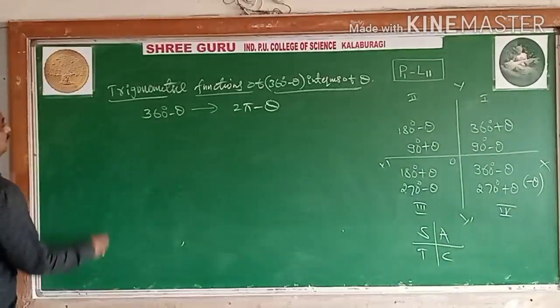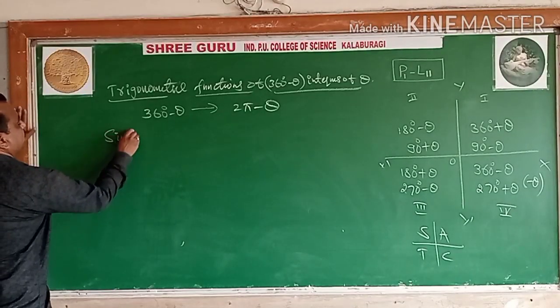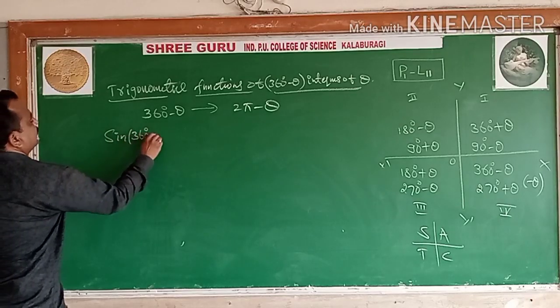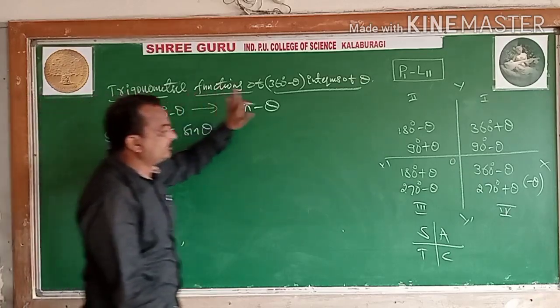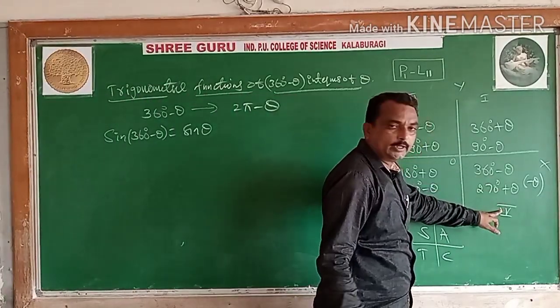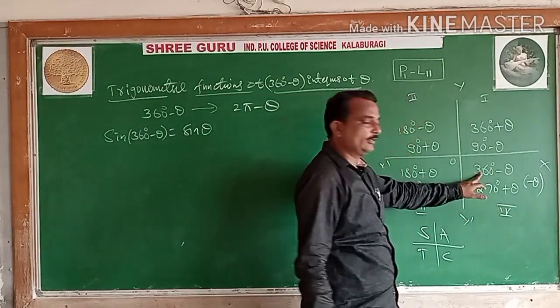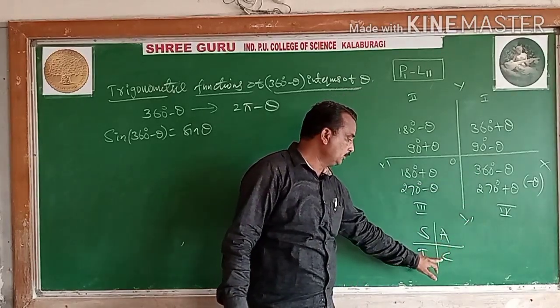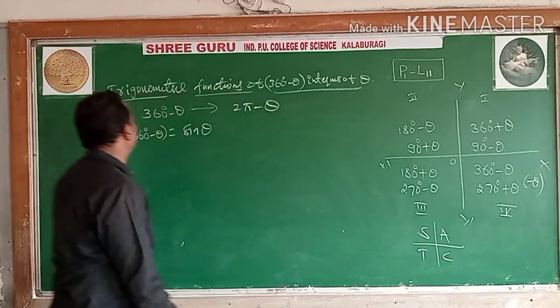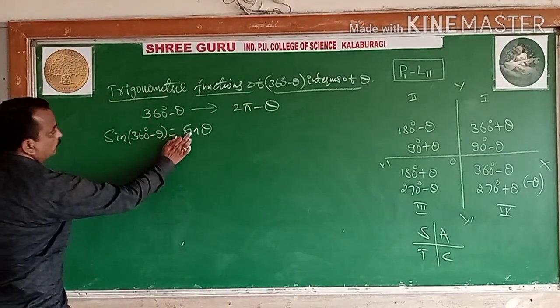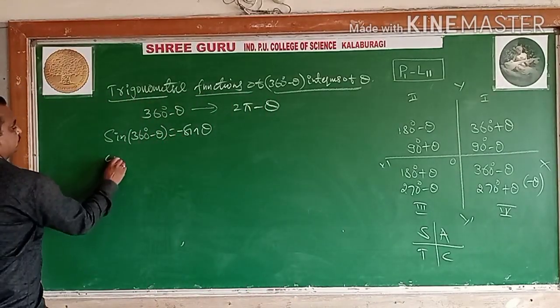Now let us see this one. Sine of 360 minus theta, the function has no changes. Which quadrant angle is it? 360 degrees minus theta is a fourth quadrant angle. In the fourth quadrant, what are positive? Cos and sec are positive. All the remaining are negative. The function has no changes, but it is negative.